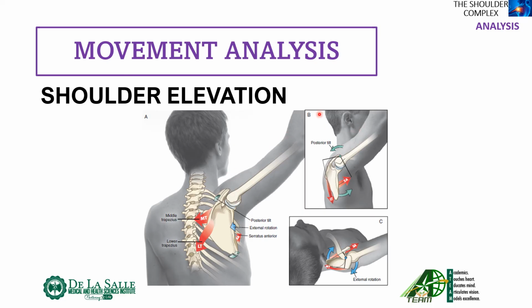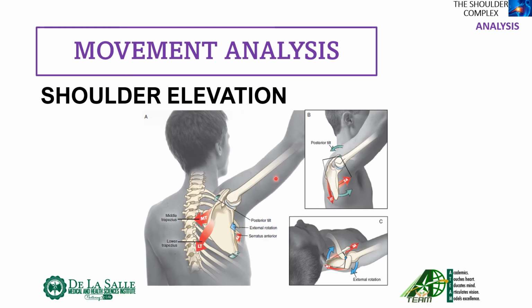So one is your posterior tilting. So aside from upward rotation of the scapula in the scapulothoracic joint, during shoulder elevation, there is also posterior tilting at the acromioclavicular joint. Okay, so posterior tilting happens between the serratus anterior and the lower trapezius. So the serratus anterior and the lower trapezius act as a force couple in order to produce posterior tilting of the scapula while upwardly or during upward rotation of the scapula during shoulder elevation.